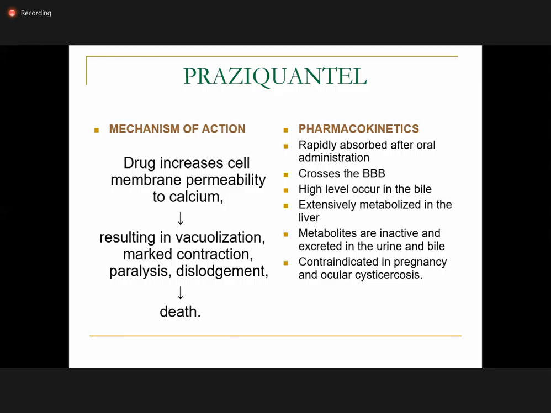These drugs can be used because they have the ability to get absorbed and enter into the bloodstream, and from the blood they can reach the different sites where cysts are formed due to larvae of different worms, right? So it can cross the blood-brain barrier. High levels occur in the bile, and it is extensively metabolized in the liver. Metabolites are inactive and excreted in urine and bile. Contraindicated in pregnancy and ocular cysticercosis.